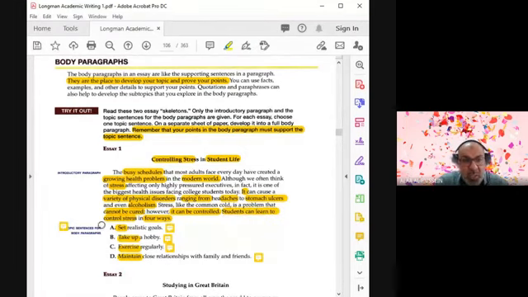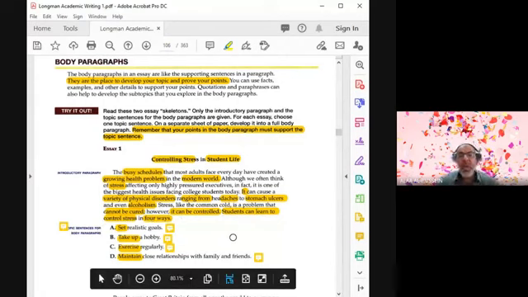Look at this. Students can learn to control stress in 4 ways. Here we have the main idea about the topic, which is controlling stress.